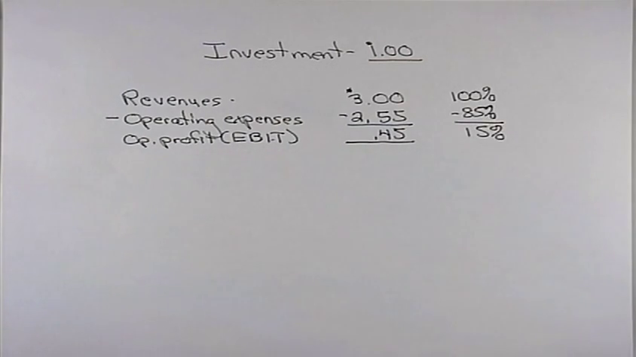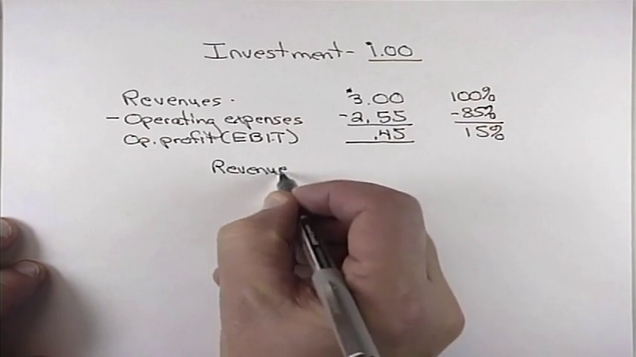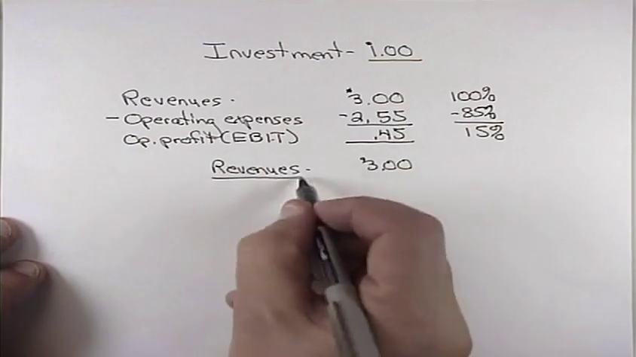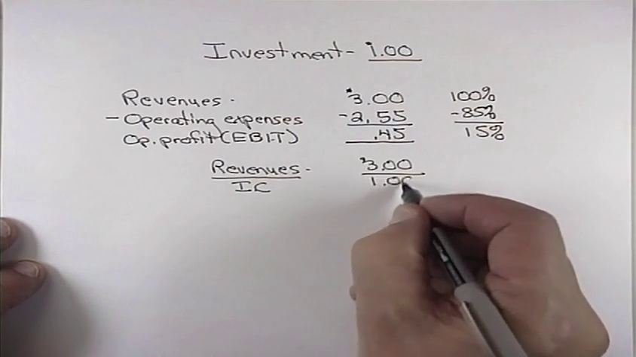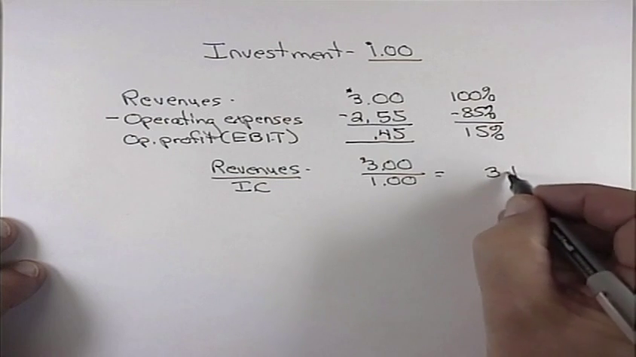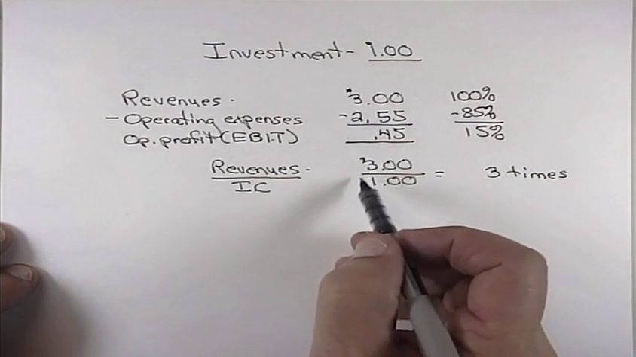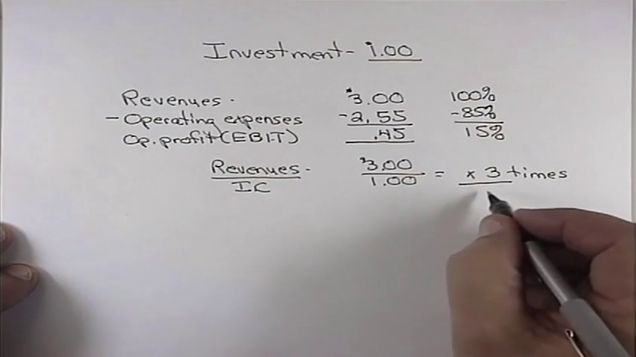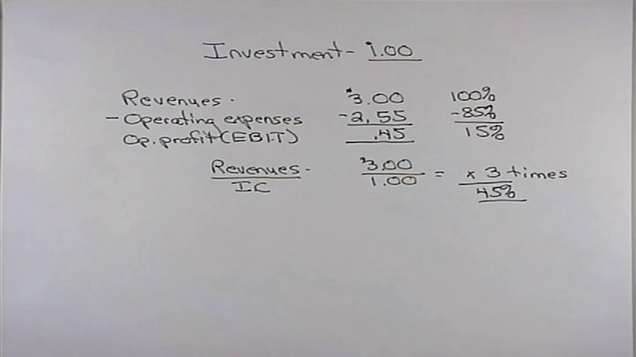But the second ratio we call asset turnover. And that is, if you take your total revenues, which we know was $3, and you divide it by your investment, your invested capital, your assets of $1, asset turnover is in the number of times. For every $1, we turned it 3 times or into $3. And each time we made 15 cents or 15%. And so by multiplying, this gives me that rate of return, 45%.